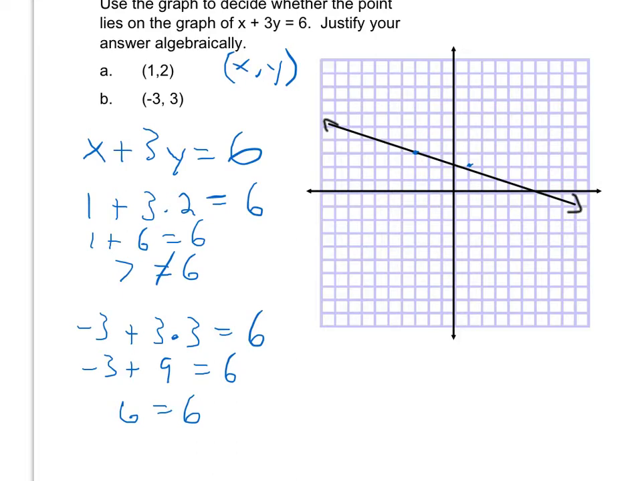So for B, the answer is yes. And for A, the answer is no. So A, no, that point does not lie on the line. And for B, yes, it does. And there's my work to show for it. Make sure you show your work. Don't just do this in your head. Alright, let's go on to another example.